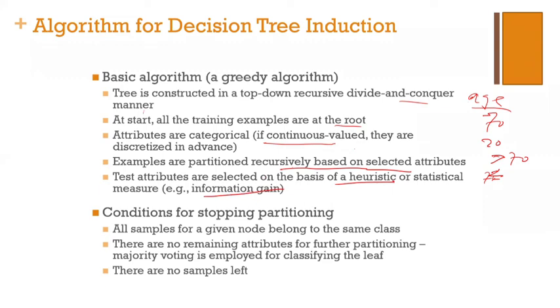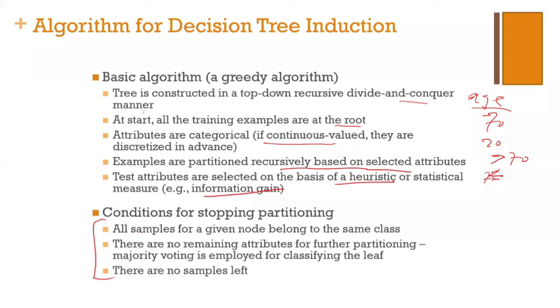Example is the one we call information gain. And also we put the condition for stopping partitioning. The condition to stop the partitioning will be given. These three conditions are very important, so we'll do more with them as we proceed.